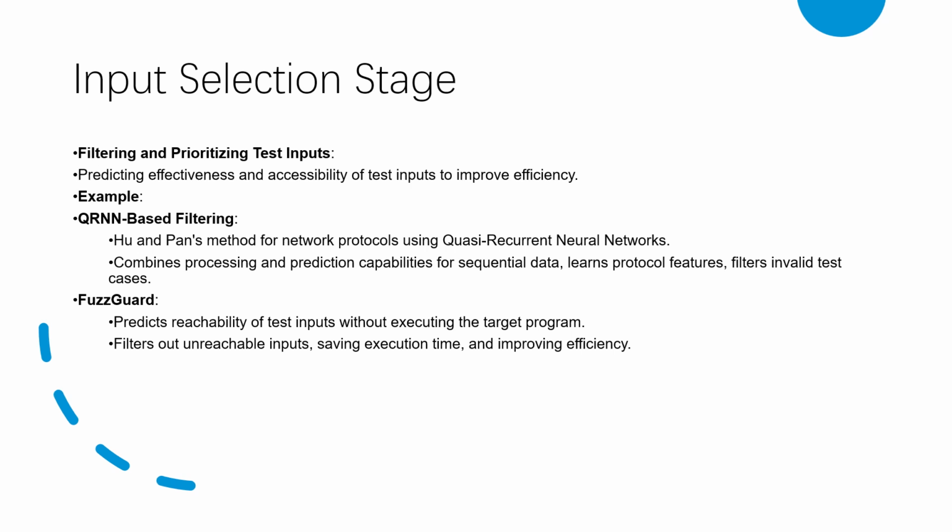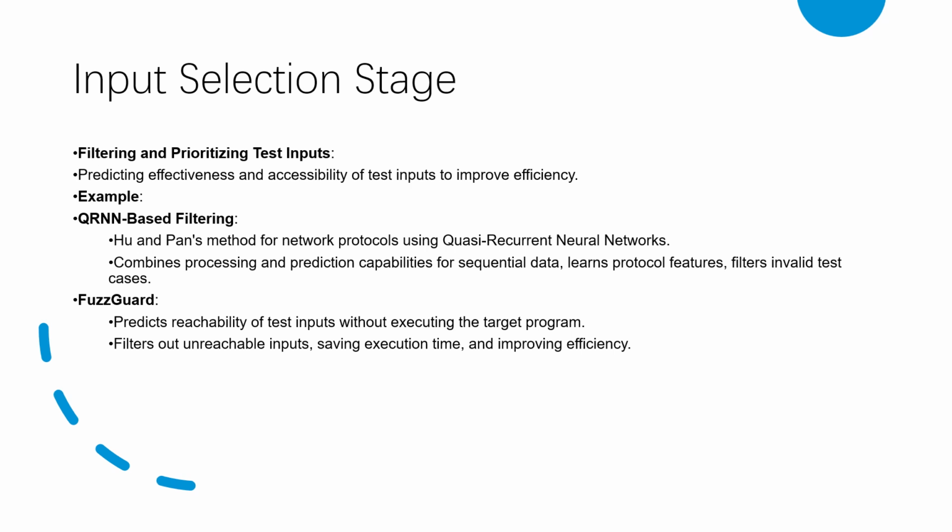The input selection stage involves filtering and prioritizing test inputs before execution to eliminate invalid cases and reduce computation time. Machine learning techniques can be applied here to predict the effectiveness and accessibility of test inputs, thereby improving the efficiency of fuzzing. For example, Hu proposed a quasi-recurrent neural network-based fuzzing case filtering method for network protocols.